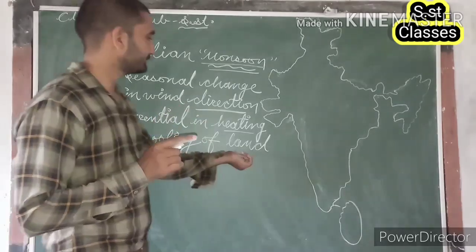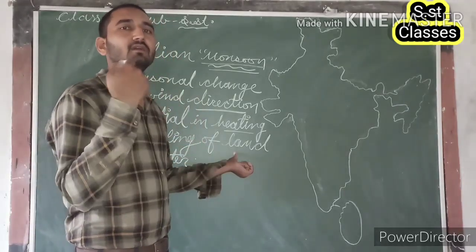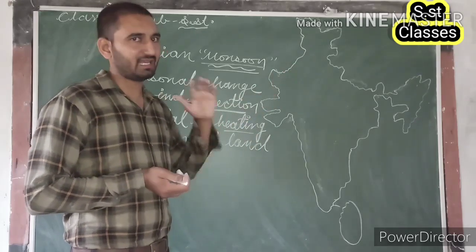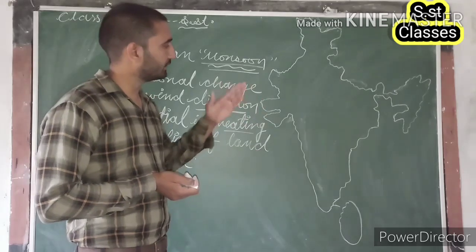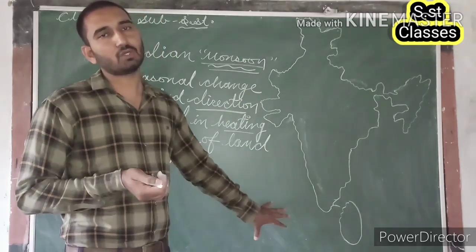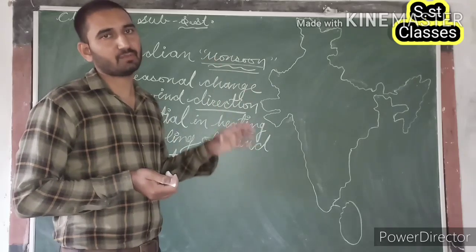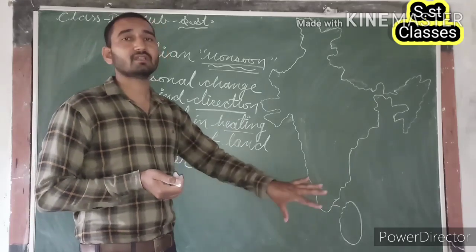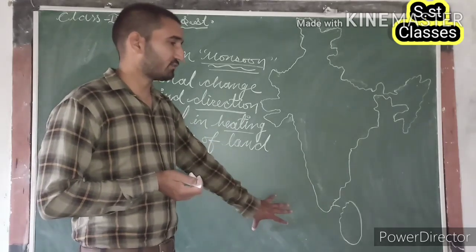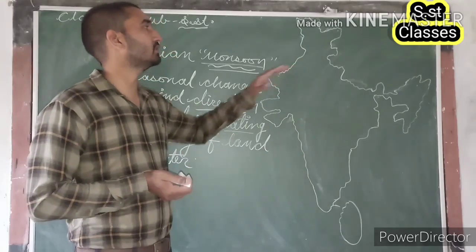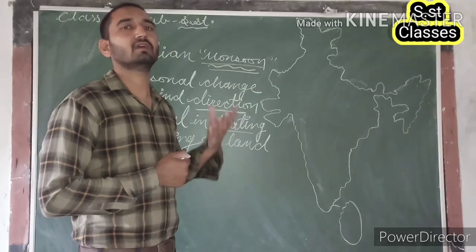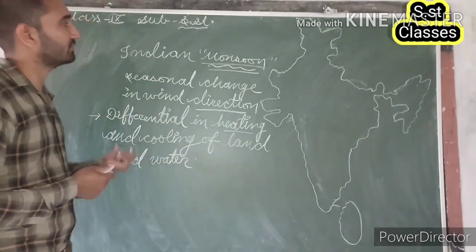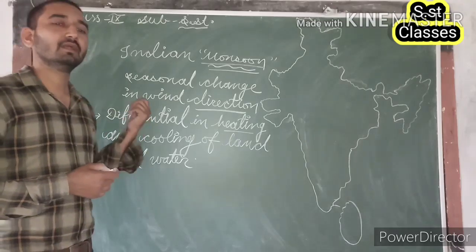Means at the time of June and July, or we can say that at the time of summer season, the land part receives high temperature. On the other hand, the water part, means the Indian Ocean, receives low temperature. Because of the low temperature in the water, in the Indian Ocean, in this part we find high pressure. On the other hand, in the land part of the country we find low pressure. So the differential in heating and cooling is a responsible factor for the seasonal change in wind direction.